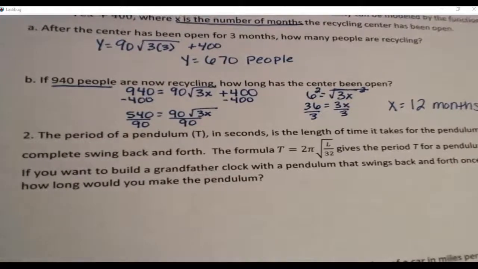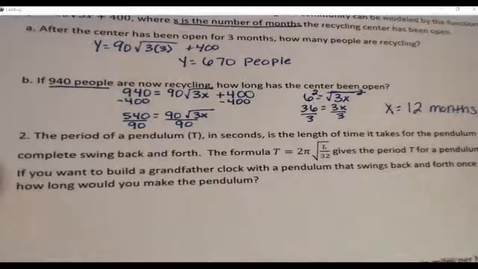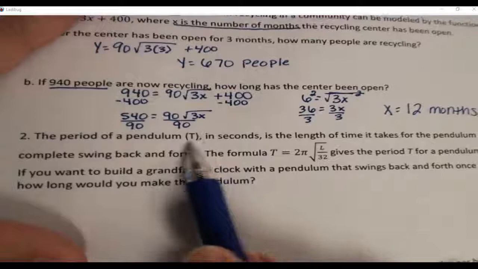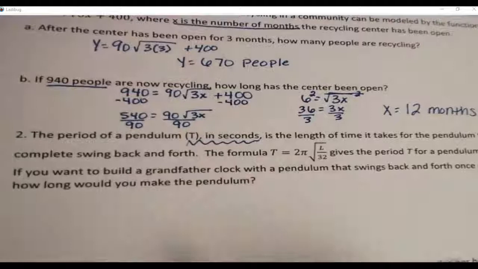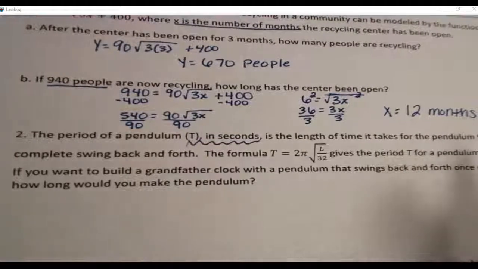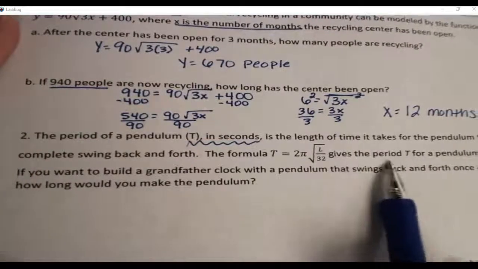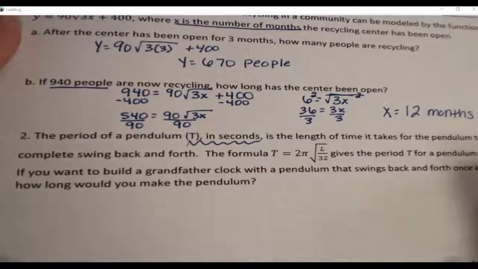So 2 says the period of a pendulum. And so period is the length it takes for the pendulum to make one complete swing. So a pendulum is like, you know, like a grandfather clock, how it has that little thing that hangs down with the little thing. That's the pendulum. So it says that's our T, and it's in seconds. Okay. So that is the time it takes to make one swing back and forth. So it's given by this formula. Again, it says our period is T, and then the pendulum length is L in feet.